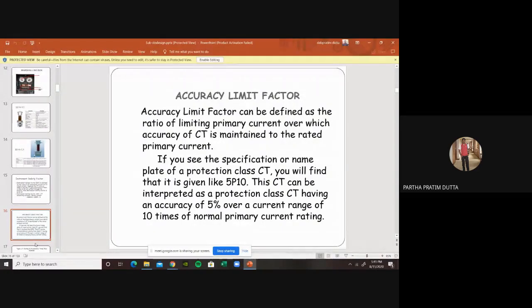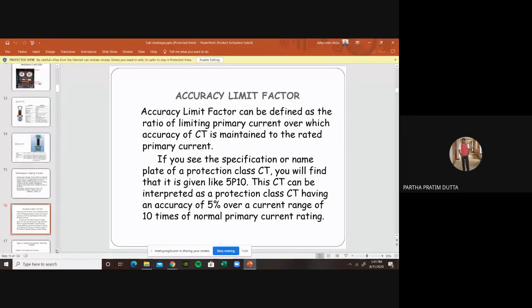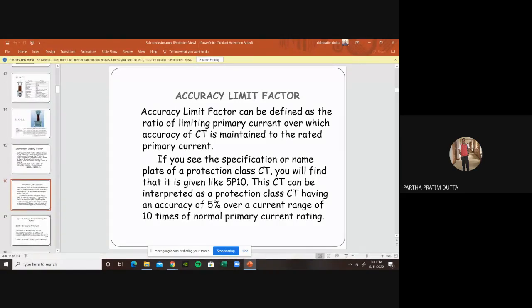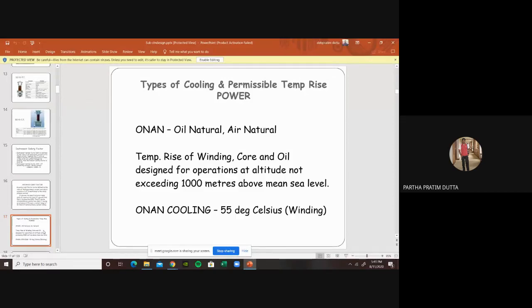Even if 10 times the normal primary current rating given for the CT itself flows, its accuracy is only affected within the 5% limit. That is the accuracy limiting factor, because it is very important for our protection class. We cannot compromise on it; if something happens to it, the consequences may be fatal because of an electrical accident, and we have experienced all this. So these two factors, while choosing a CT, we are usually very careful about.